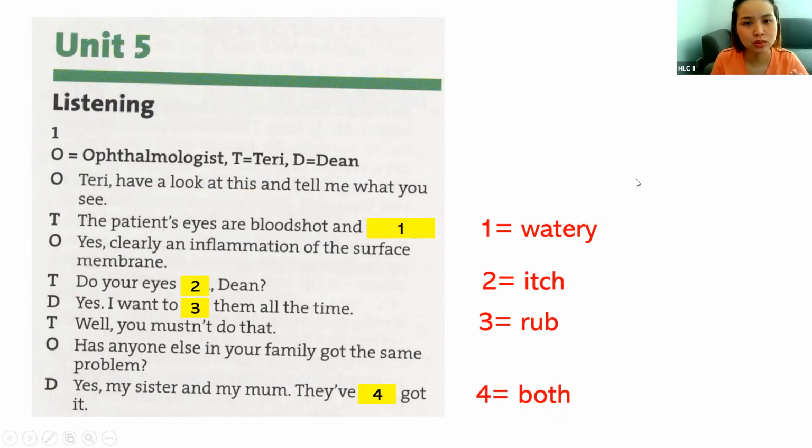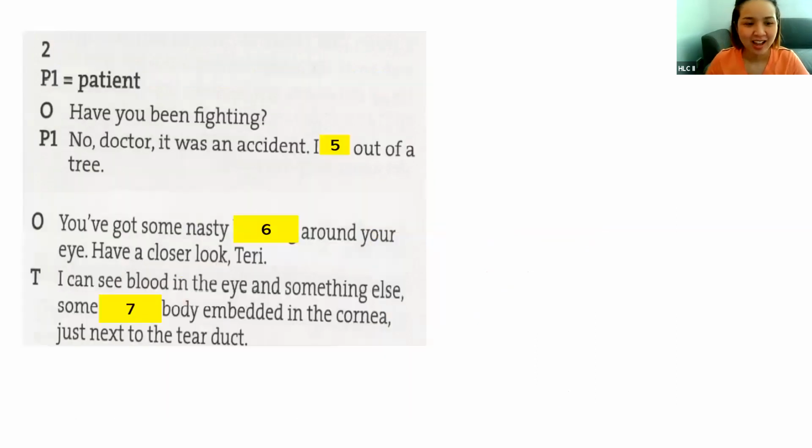So if there are still some words that you don't know the meaning of, what you can do is just Google. Okay, let's move on to patient number 2. Okay, number 5, the missing word is fell. So it's an accident. This patient fell out of a tree. So fell is the past simple form of fall.